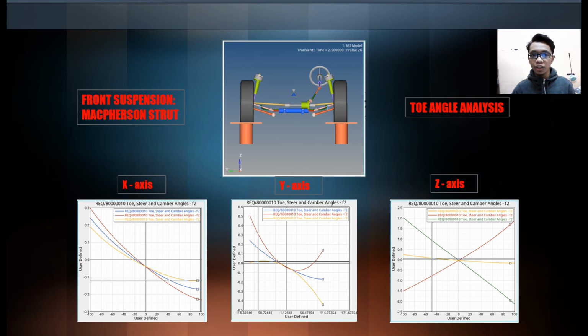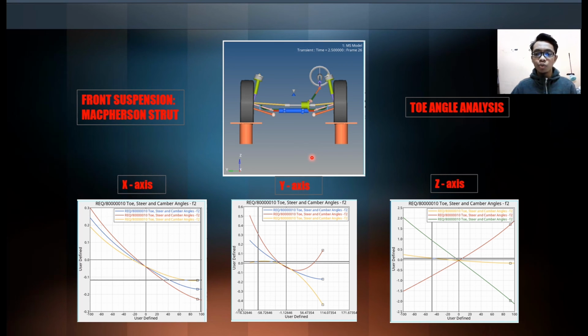Now I will explain the task given to me, which is the analysis part. For front suspension, we use McPherson Strut. This is the front view of the McPherson Strut in HyperMesh, and the parameters that we use are the base parameter, and then shortened 30 mm and extended 30 mm from the base.